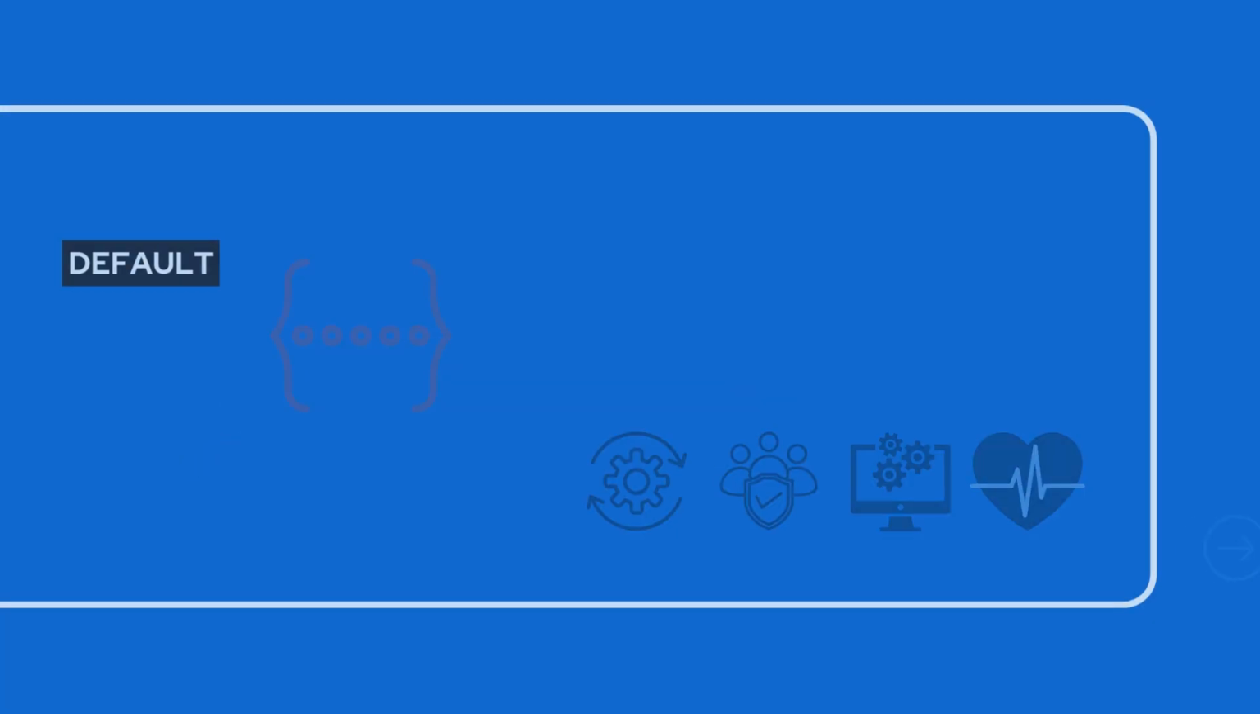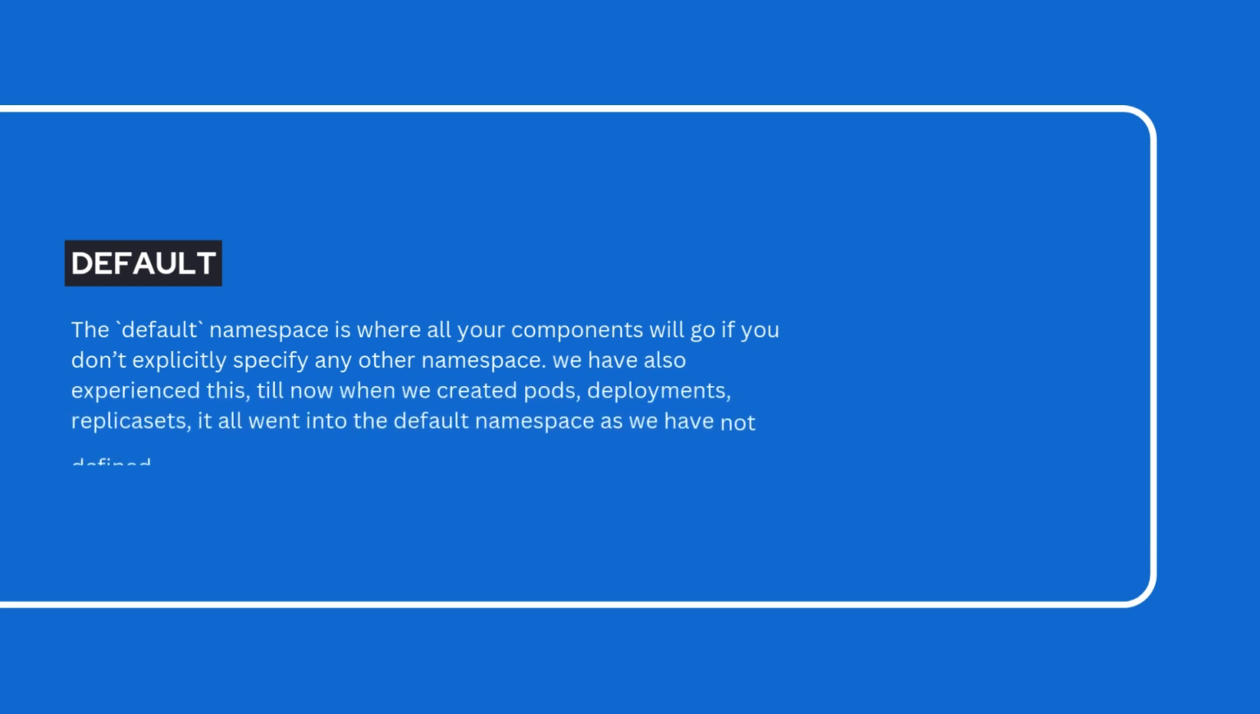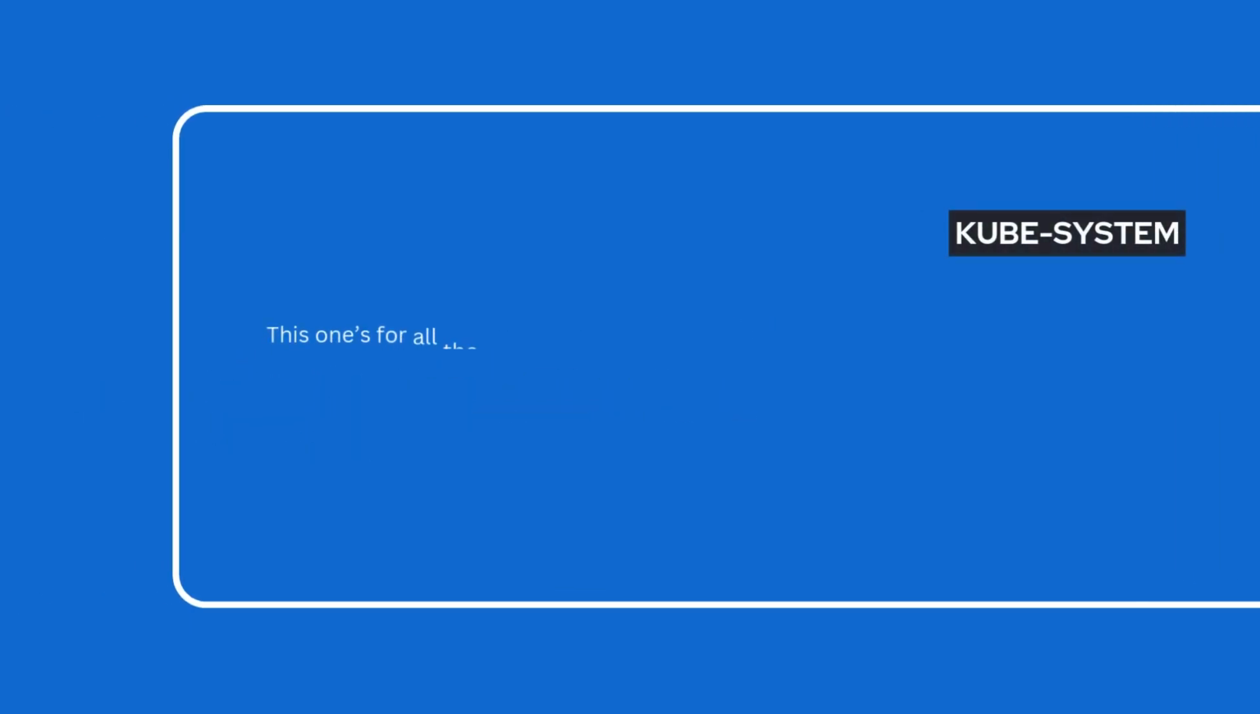First is the default. The default namespace is where all your components will go if you don't explicitly specify any other namespace. We have also experienced this. Till now, when we created pods, deployments, and replica sets, it all went into the default namespace as we have not defined a namespace explicitly.